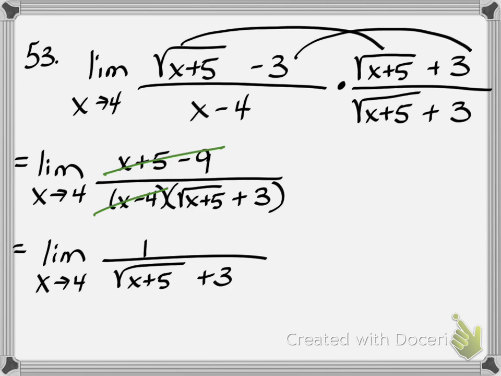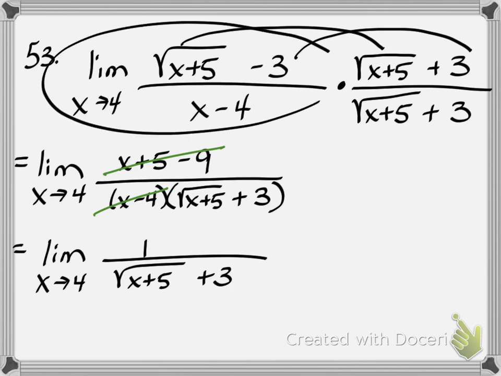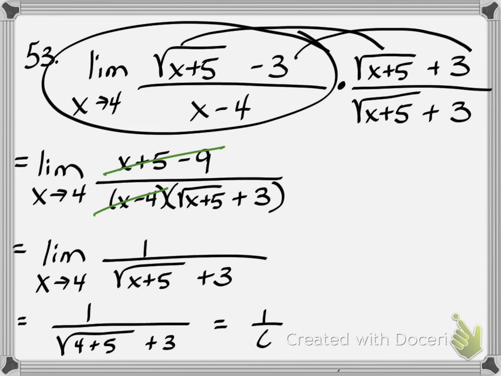Now at this point, you've changed it a lot from how it started. So now let's try direct substitution again. Square root of 4 plus 5 plus 3. 4 plus 5 is 9. Square root of 9 is 3. And 3 plus 3 is 6. All right. 55.